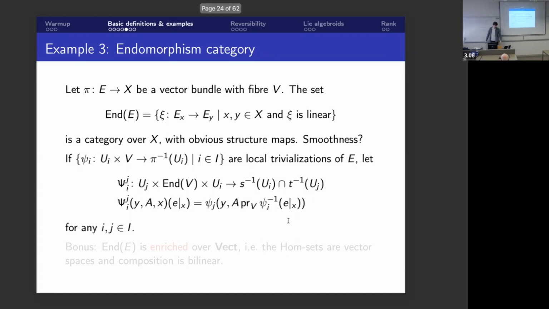So, and of course, to maybe satisfy briefly the audience, we have to talk about the smoothness of this category, right? And so what these particular maps here are doing is they are defining smooth charts on this guy, right? So you take local trivializations of your vector bundle. How do you obtain the charts on your space of morphisms?